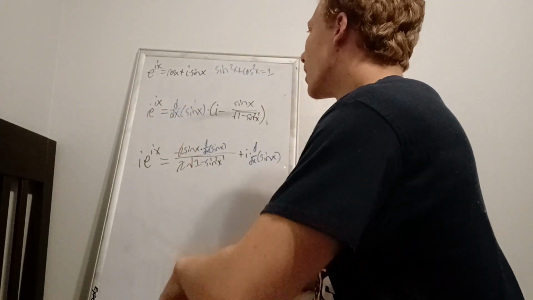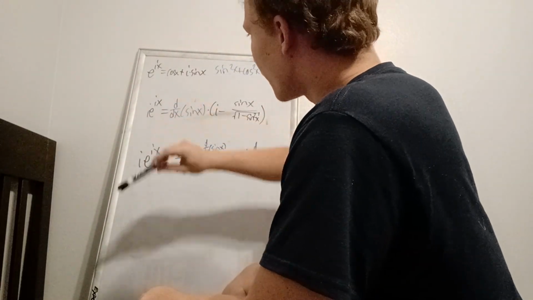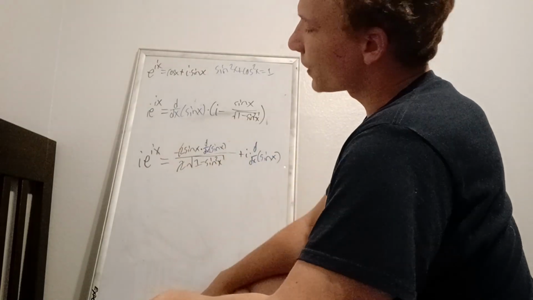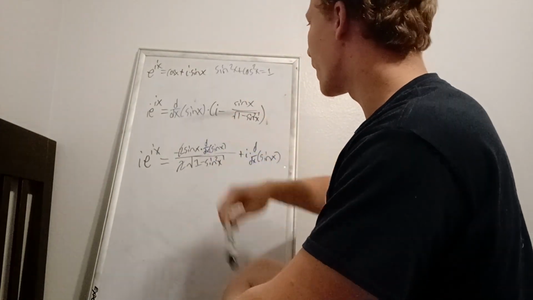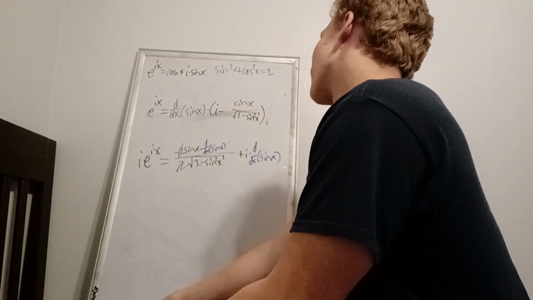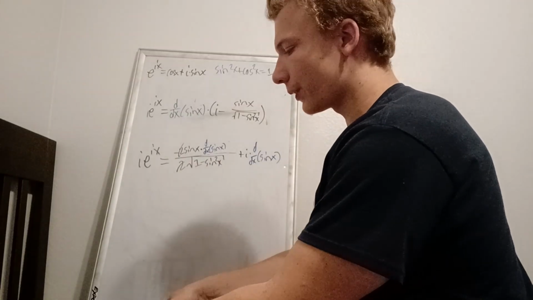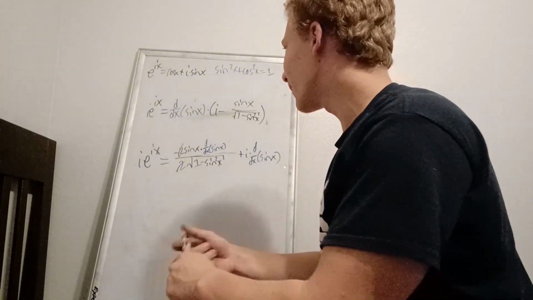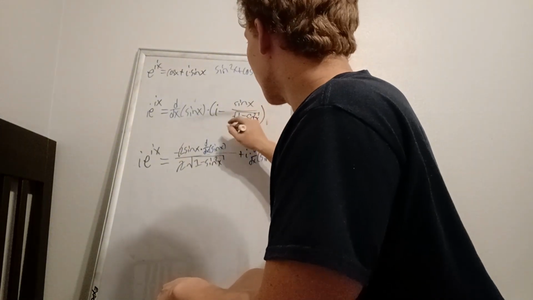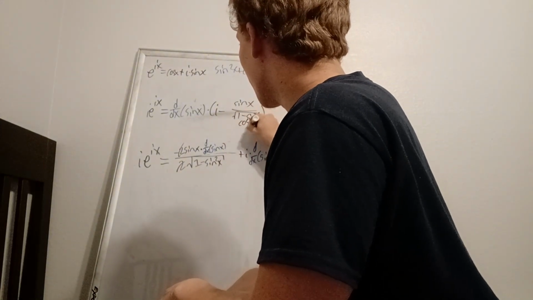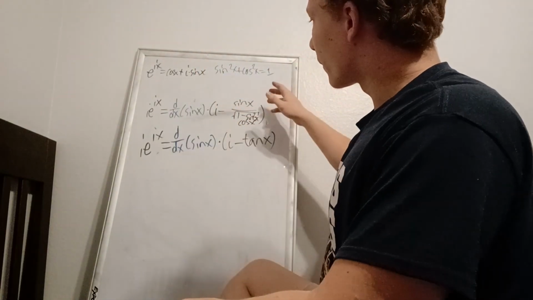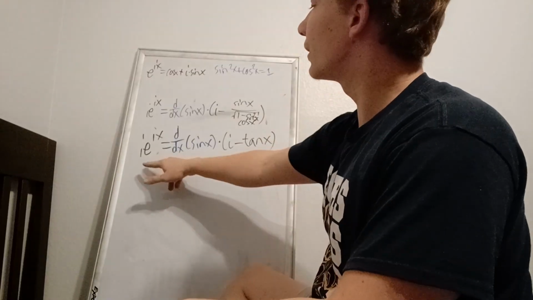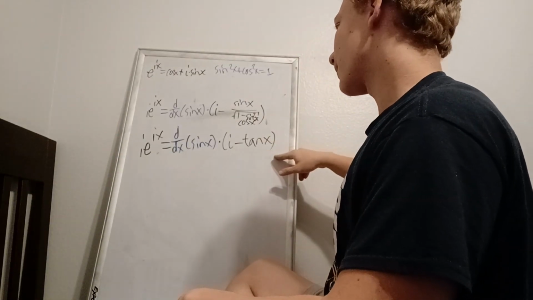Factoring it out, we see that i e to the ix must equal the derivative of sine of x times this expression, i minus sine x over the square root of 1 minus sine squared x. Now, we're done with all of the chain rule shenanigans, so we can put this back in its normal form of cosine x, and since sine over cosine is just tangent, we can rewrite the expression like this.